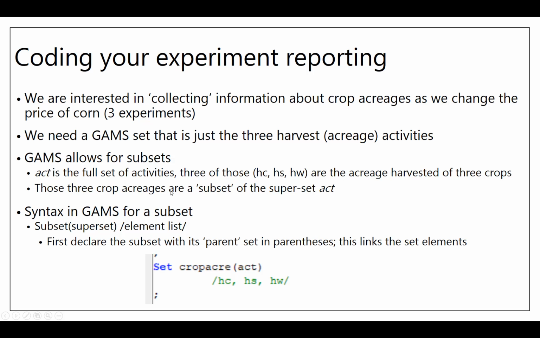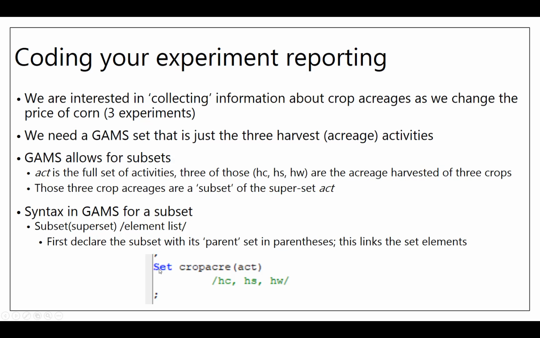These 3 are the acreage harvested. And so we could build a subset that is only a small part of the superset, the parent set, ACT. And so the syntax in that is pretty easy in GAMS. You just declare the subset using a set statement, and be sure to put the parentheses of its parent set, or the superset, right here. And then you just give the element list that you want to be part of that subset.